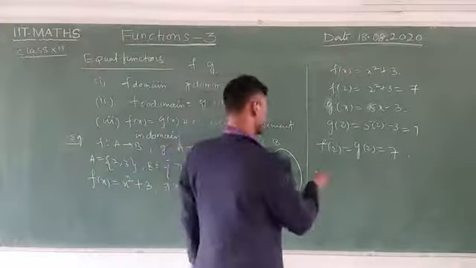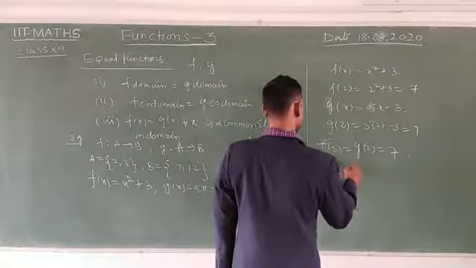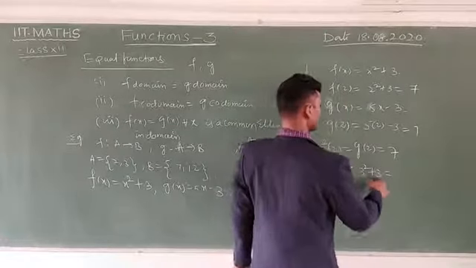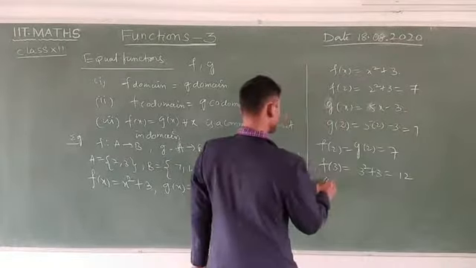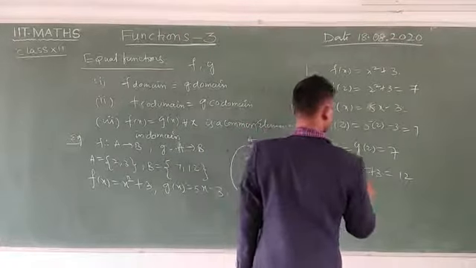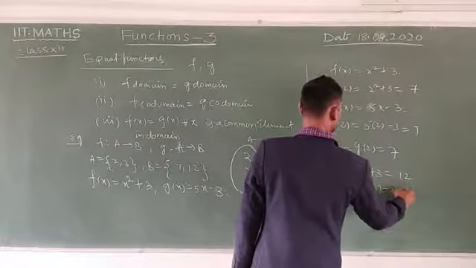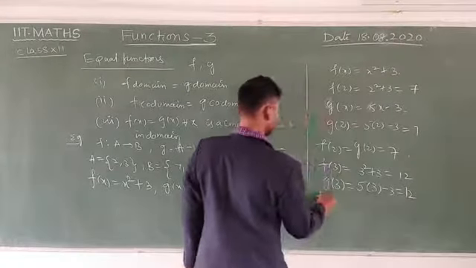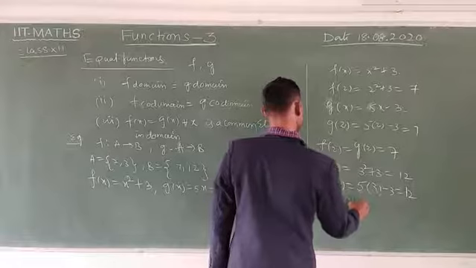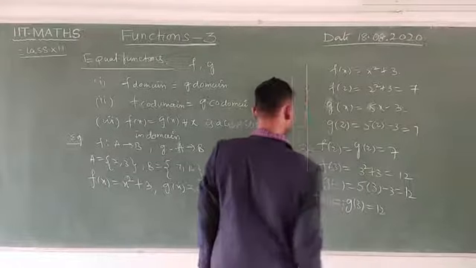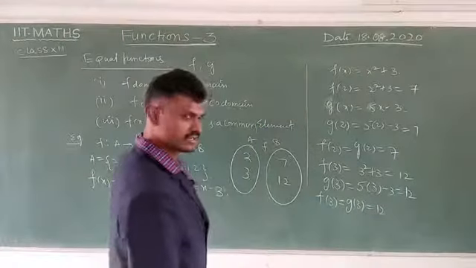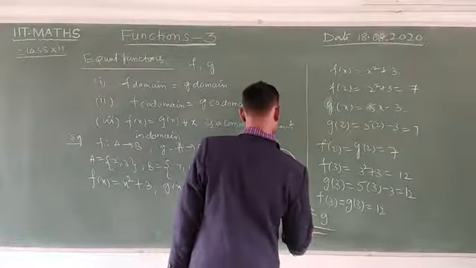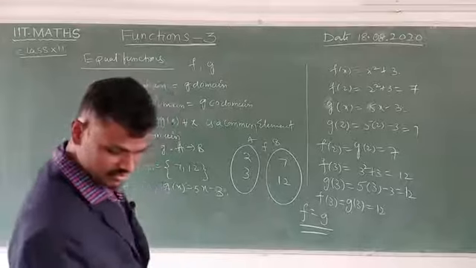Now we have to check another element. f of 3 means 3 square plus 3. 3 square is 9, 9 plus 3 is 12, and g of 3 is equal to 5 into 3 minus 3. 5 threes are 15, 15 minus 3 is 12. Therefore f of 3 is equal to g of 3, which is 12. The codomain is equal and the domain is equal. Therefore f is equal to g. These two functions are equal. Note this down.